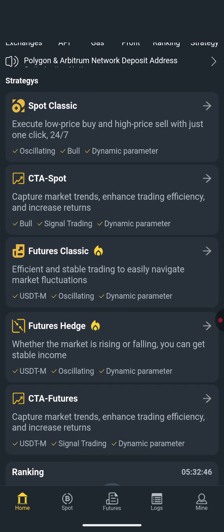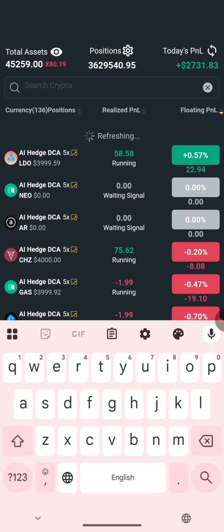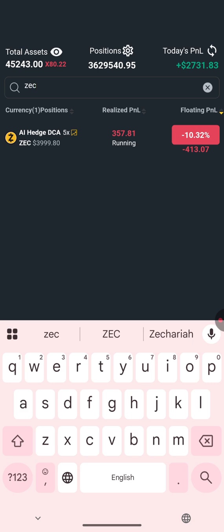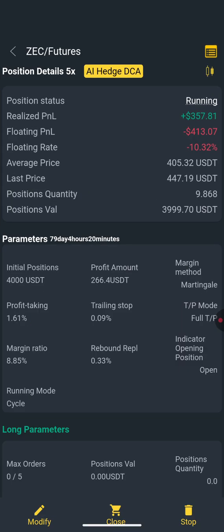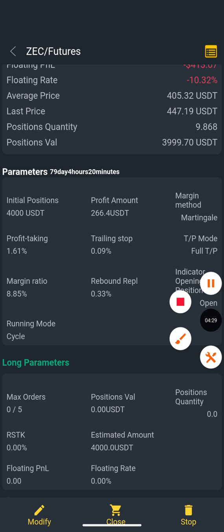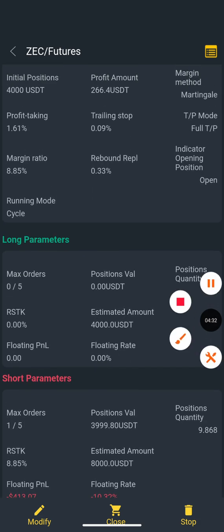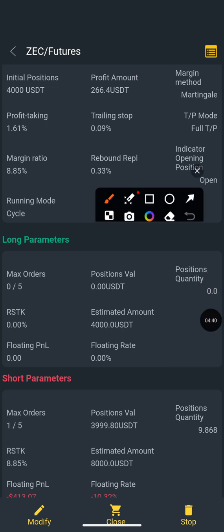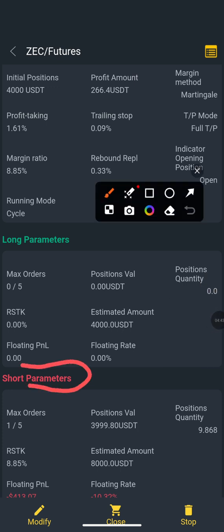Let me show you my account now. Let's say I'm trading this coin, ZEC. Let me check. The ZEC coin did a reset, so let me use that to do this video. Let's look at this coin. You can see here the only position opened for this coin is the short. You can see only the short is open, and currently on one max order.